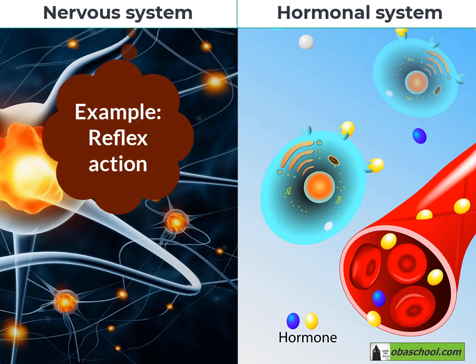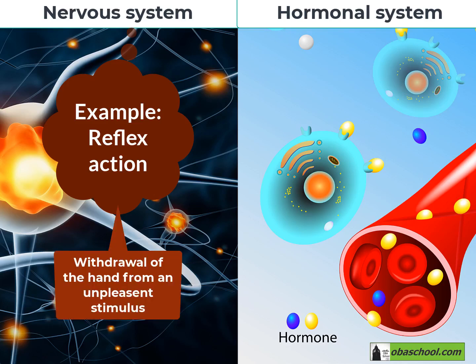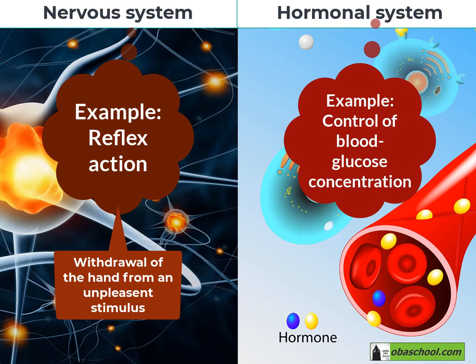An example of the nervous system is the reflex action, such as the withdrawal of the hand from an unpleasant stimulus. On the other hand, an example of the hormonal coordination is the control of a blood glucose concentration.